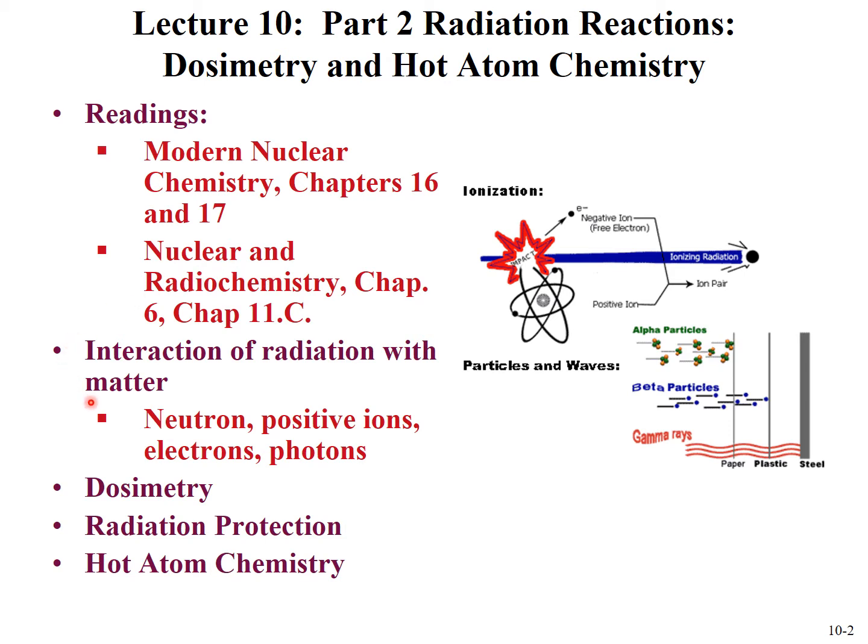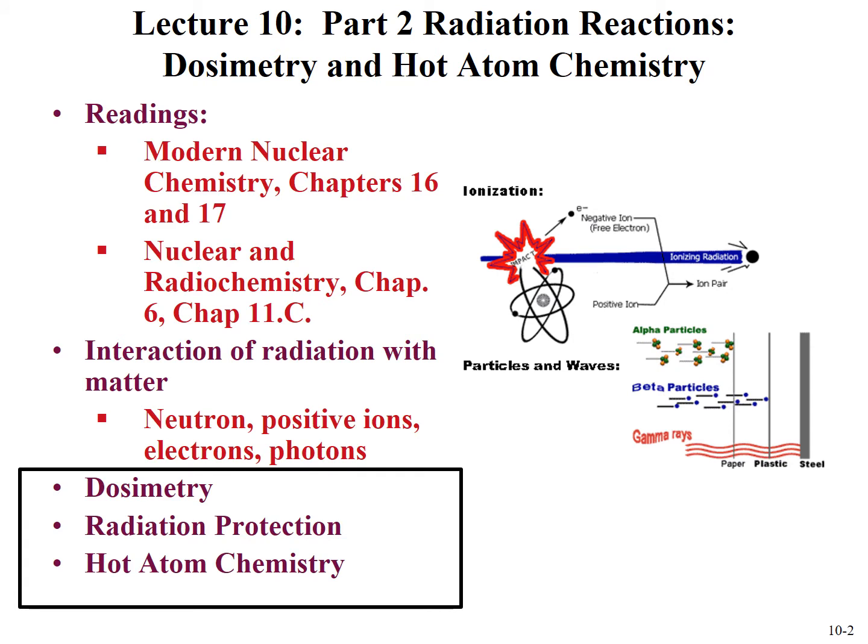In the first part, we discussed the interaction of radiation with matter. We explored the role of neutrons, positive ions, electrons, and photons, and the similarities and differences in their interactions with matter. In this lecture, we're going to focus on dosimetry, how we can quantify that interaction of radiation with matter, how we can use that understanding in radiation protection, and then we're going to end this lecture with a discussion on hot atom chemistry, where a nuclear reaction occurs and that nuclear reaction induces a chemical reaction, which is the first step in a chemical process.